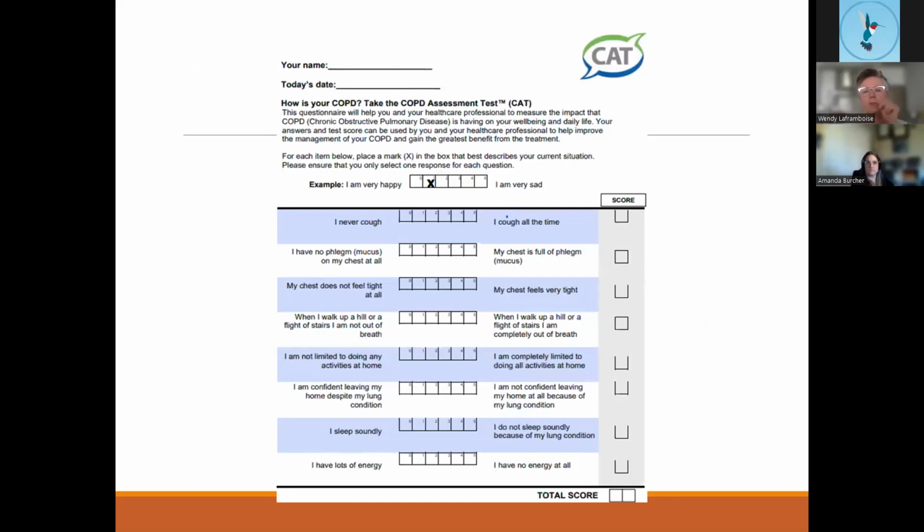Again, this is the CAT score. It's an easy tool that can be administered in the doctor's office, at the primary care office, respirology office. And essentially, it scores the symptom burden for patients. The higher the score, the more symptom burden. So this is a good tool to really monitor the trajectory of their illness.